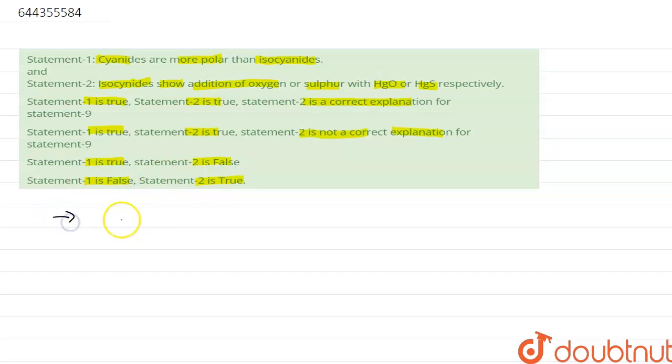So here's the solution. This is our cyanide group and this is isocyanide group. In cyanide group, the carbon side is attached with the alkyl group, and in isocyanide, the nitrogen side will be attached with the alkyl group. Now we will move to the statement first.